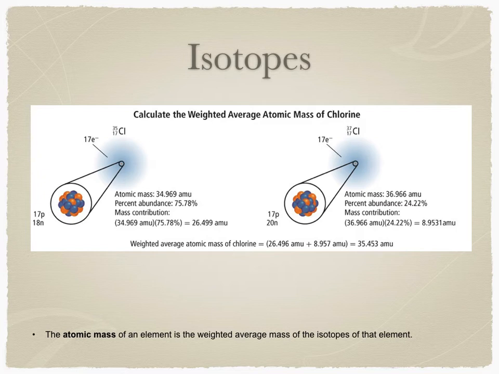Okay? If this is a little confusing, don't worry, we're going to be going into it a little bit more in class. Okay? The atomic mass of an element is the weighted average mass of the isotopes of that element. So we take into account the average of each isotope that occurs within nature.